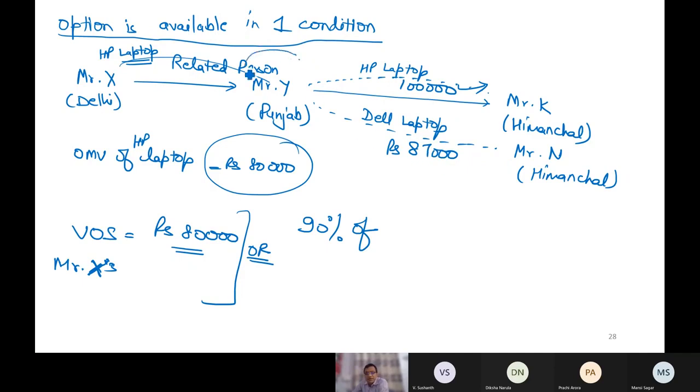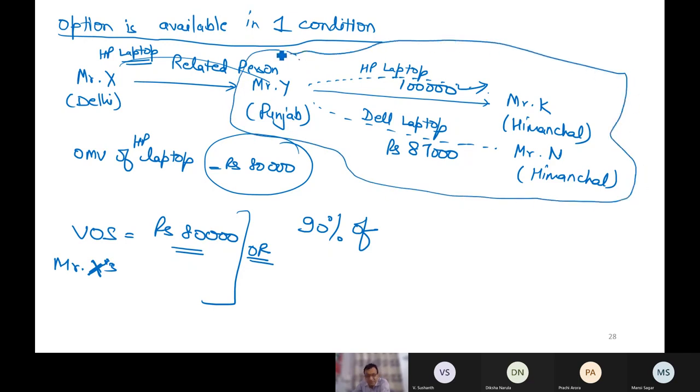Now, technically, why is this Delhi person concerned with this dealing? That Delhi person has no relationship with this dealing. But still the government says, your value of supply is between related persons. So whatever is the open market value, that answer you have taken, because you are covered in that situation where open market value is available. So you took the answer 80,000, but we are giving you another option. Whatever is the price charged by your recipient from his customers of like product, that means the Dell product's price is 87,000, into 90%, that will be 78,300. 90% of this will be 78,300.